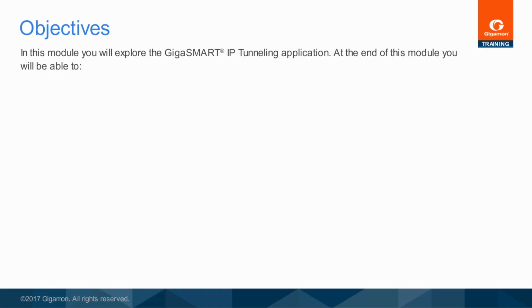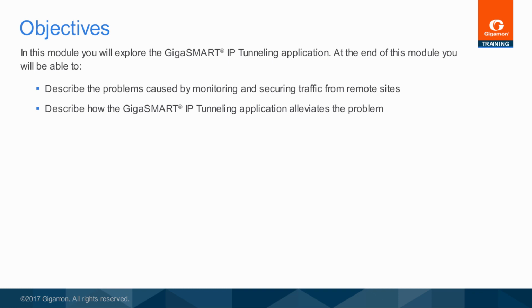In this module, you will explore the GigaSmart IP tunneling application. At the end of this module, you will be able to describe the problems caused by monitoring and securing traffic from remote sites. Describe how the GigaSmart IP tunneling application alleviates the problem. Identify the use cases for the GigaSmart IP tunneling application.